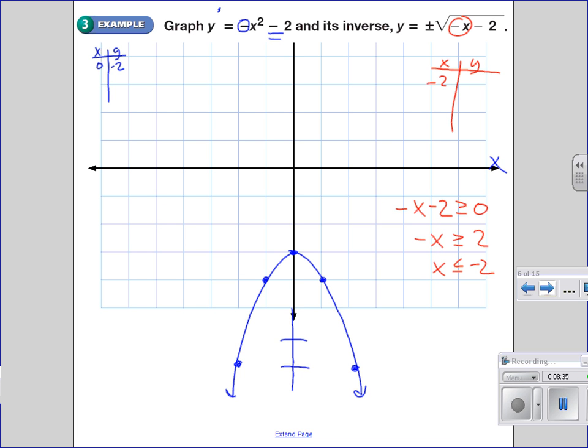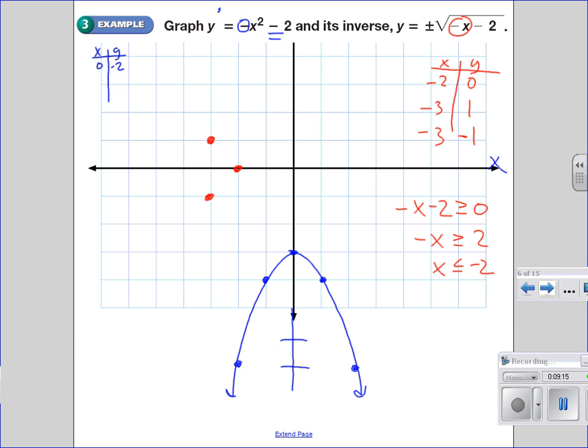If x is negative 2, basically y is 0. We plot that point. And what's going to happen here is I've got two graphs here. If x is negative 3, then that becomes 3 minus 2, so I get 1 there, and I get a point here. And I get a plus minus there, so I get that as well. So basically, I get this picture going sideways.